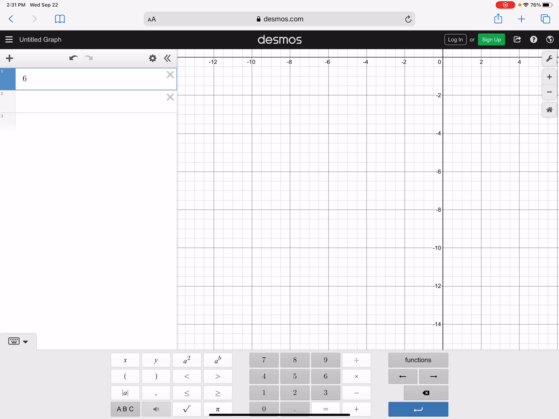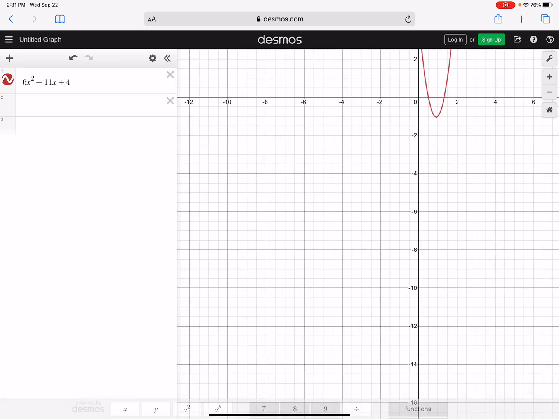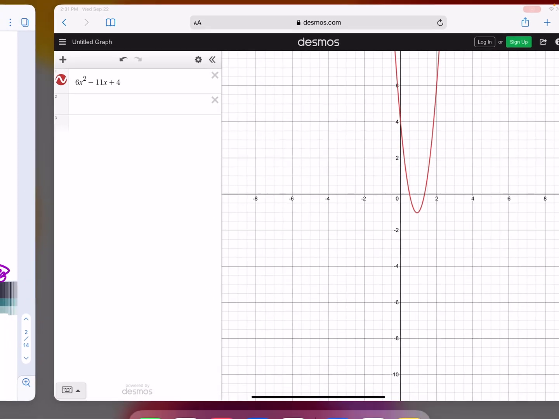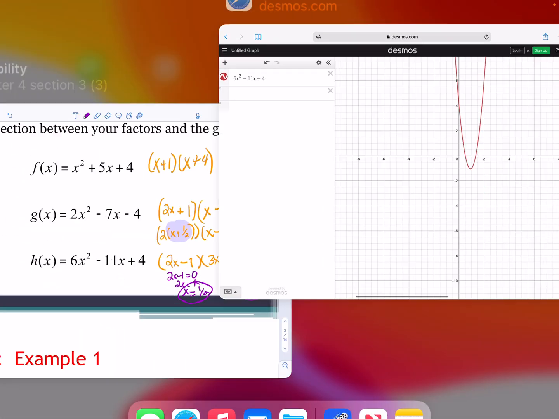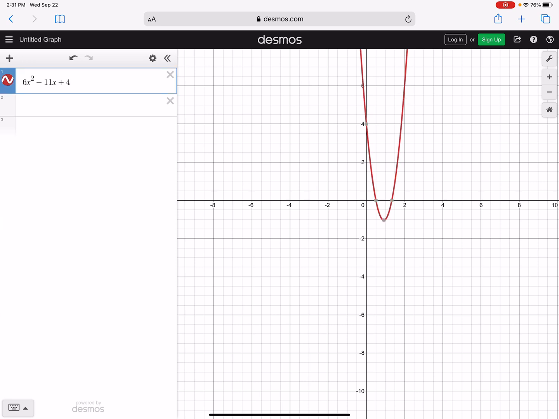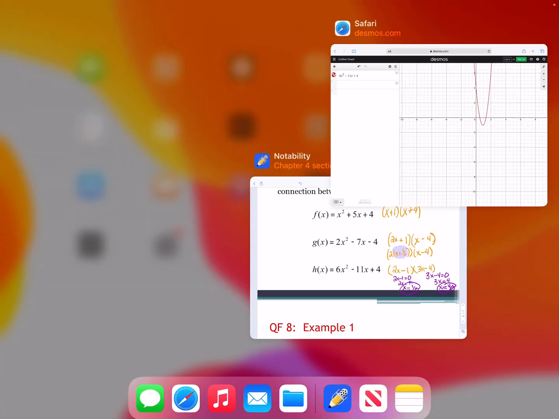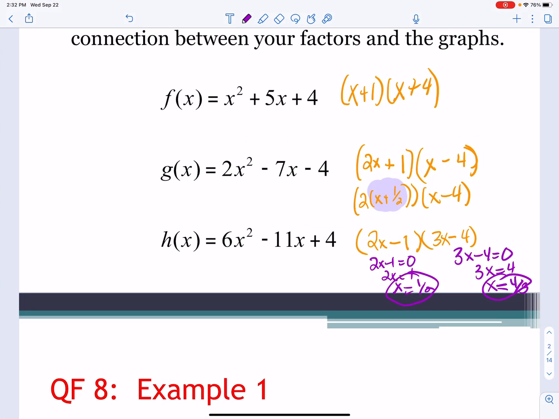So 6x squared minus 11x plus 4. Okay, and if I look at this, we got for an answer, I'm going to go back so we can see this, we got 1/2 and 4/3. So if I click on the first one right here, it is 1/2. And if I click on that one, it's 1.3 repeating, which is 4/3. So factoring is kind of a shortcut for finding those roots.